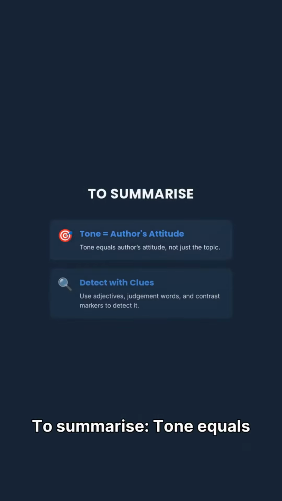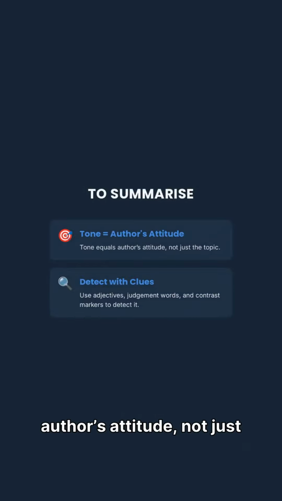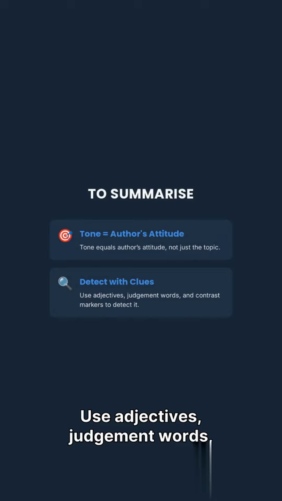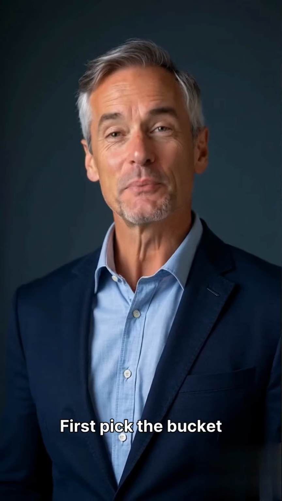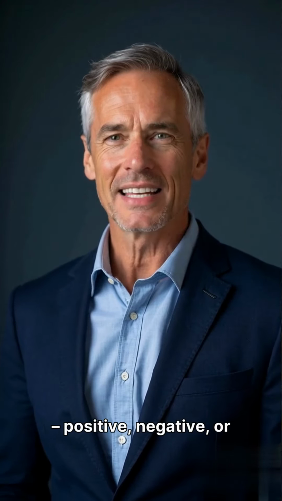To summarize, tone equals author's attitude, not just the topic. Use adjectives, judgment words, and contrast markers to detect it. First pick the bucket, positive, negative, or neutral. Then choose the closest label.